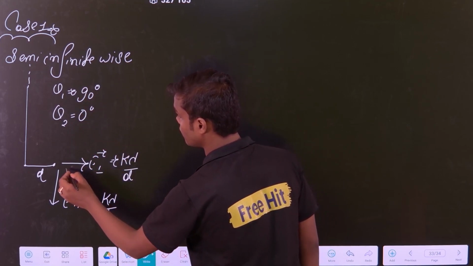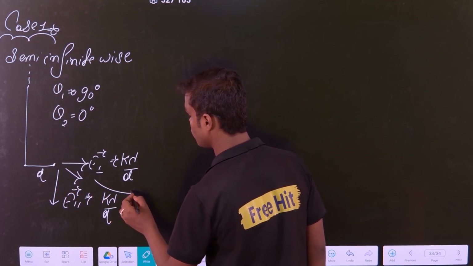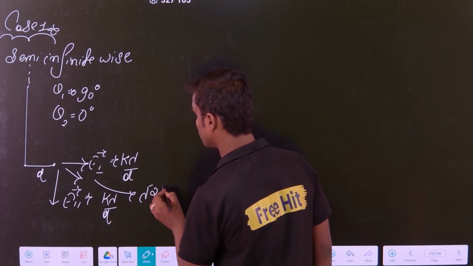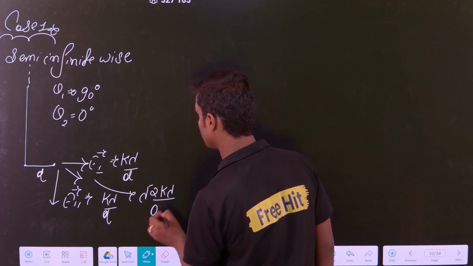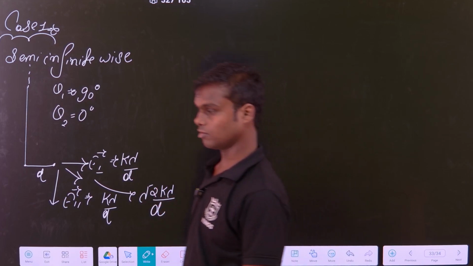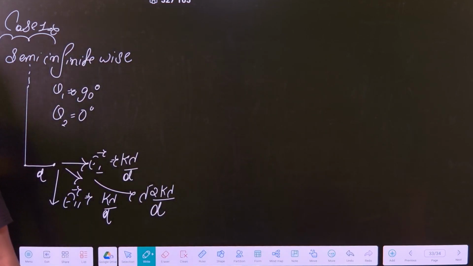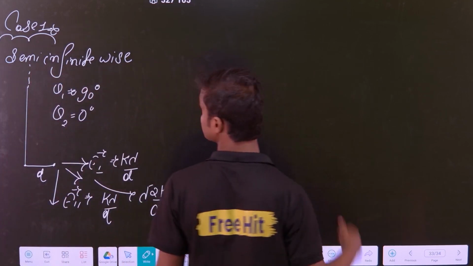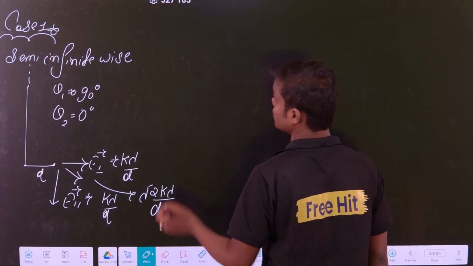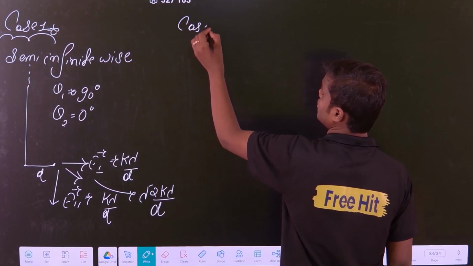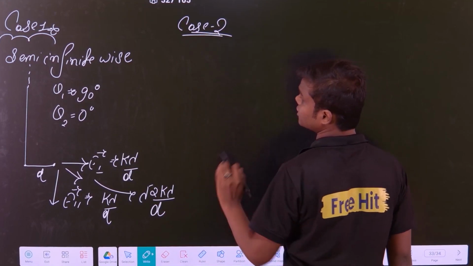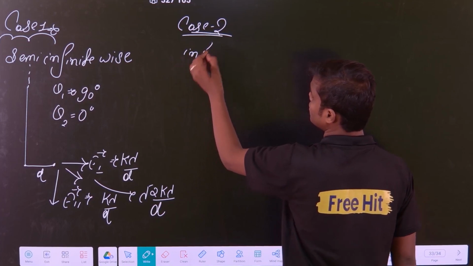So you will get net field in this direction, correct? And what is the value of net field? Net field will be root 2 K lambda by D. This thing you have to remember, okay? So for a semi-infinite wire, the net electric field will be root 2 K lambda by D, correct? Next case, this is my first case. Next case will be infinite wire.